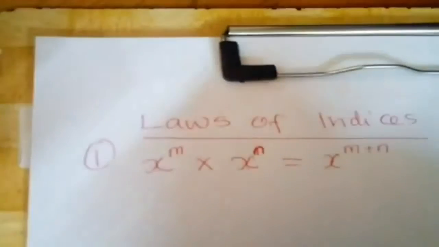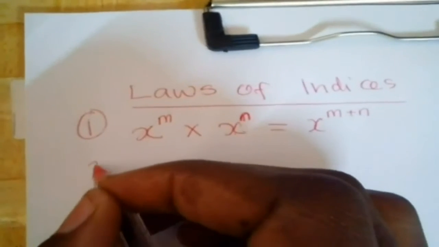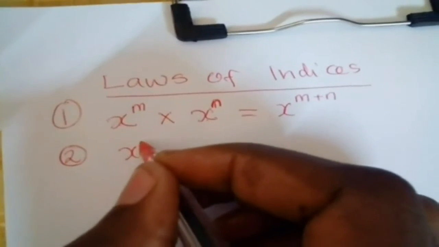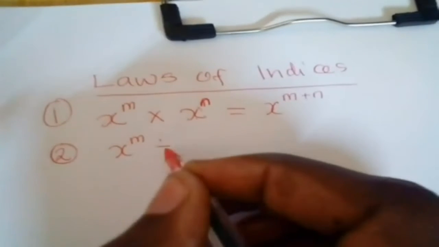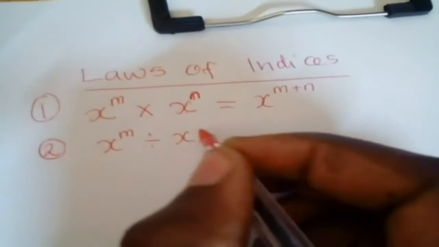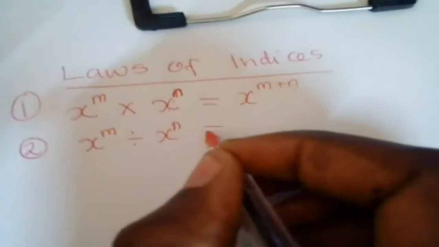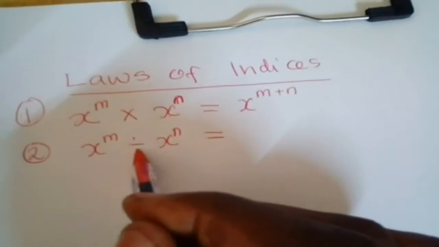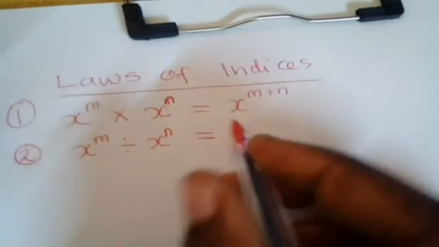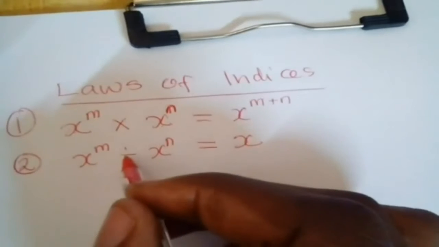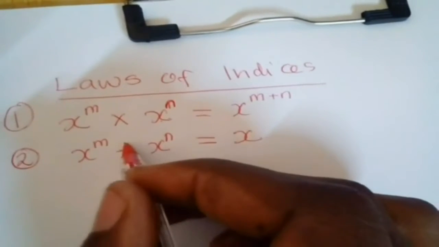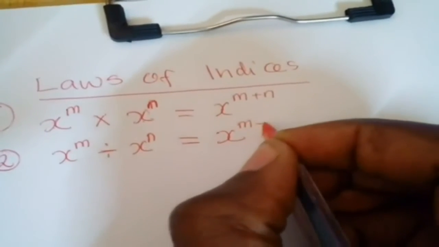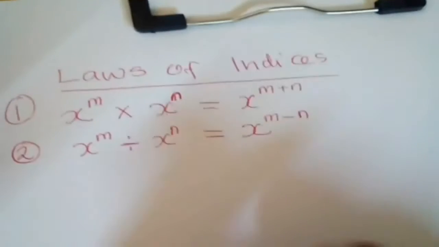Okay, then the second law of indices, again, if you have, let's say you've been given x raised to the power m divided by x to the power n, this time around, of course, the bases are the same, but since they are dividing, we are going to get one of the x's, and because they are dividing, the indices, the powers are going to subtract, so you have m minus n, like that.